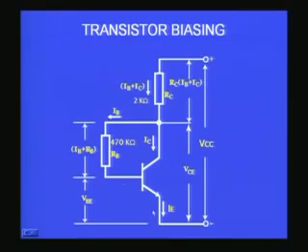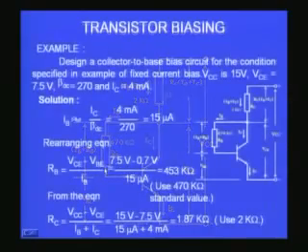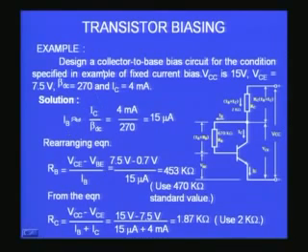VCE minus 0.7 divided by RB will give me IB. So it is possible to design, for example, I have given an example problem here: design a collector to base bias circuit for the conditions specified in the example.